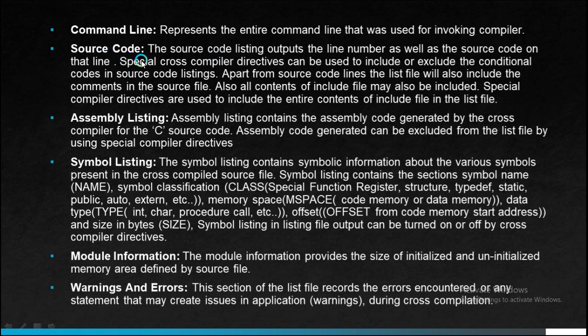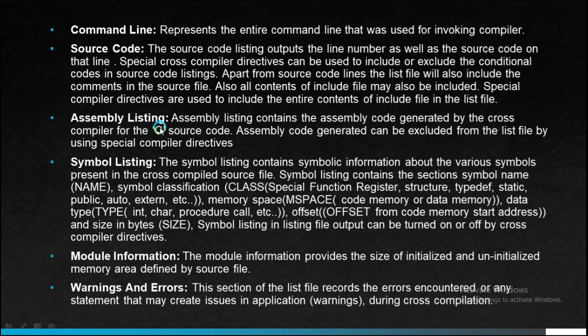Also, we use special cross-compiler directives for representing certain codes like conditional code. Source code may also contain comments, and those comments may be represented using special cross-compiler directives. We also know about the hash include file that we use in the C programming language. The contents of this include file will also be included in the source code section using special compiler directives. The next section is assembly listing. So what does the assembly listing include?